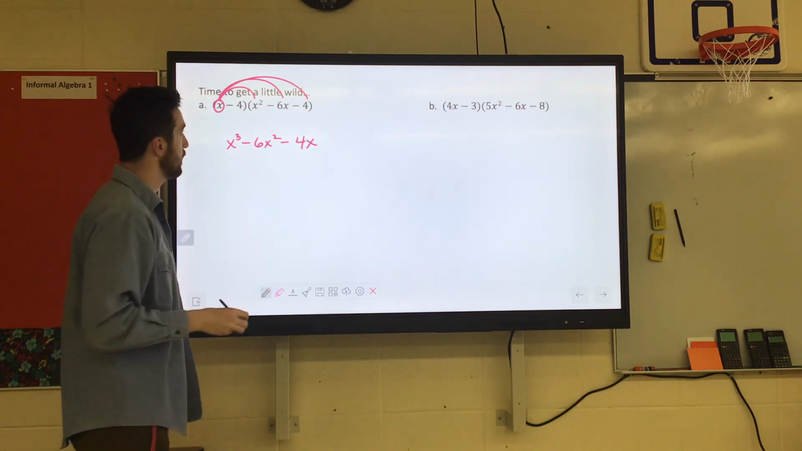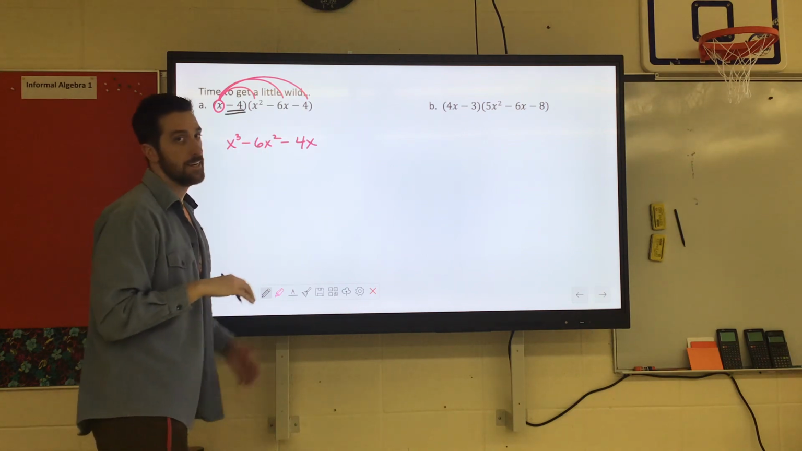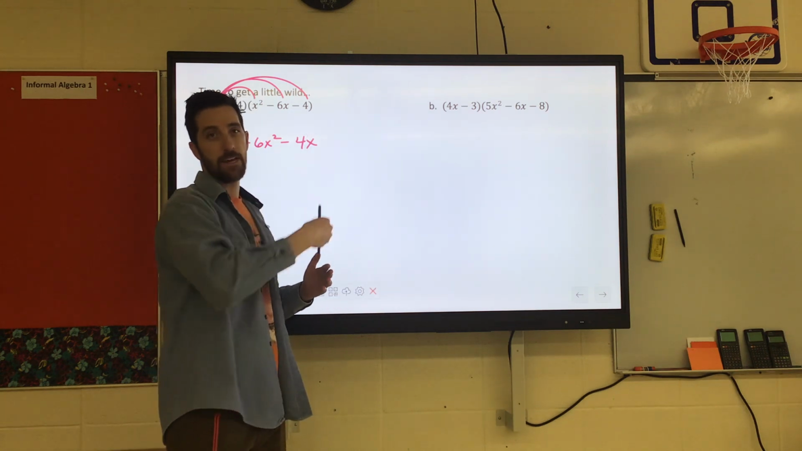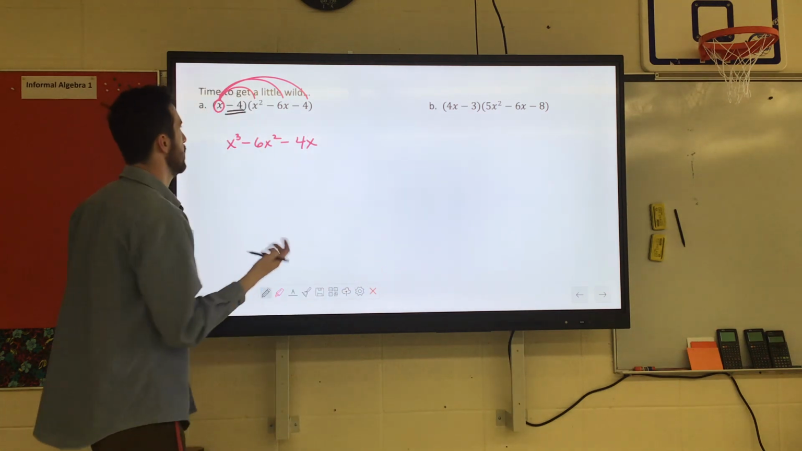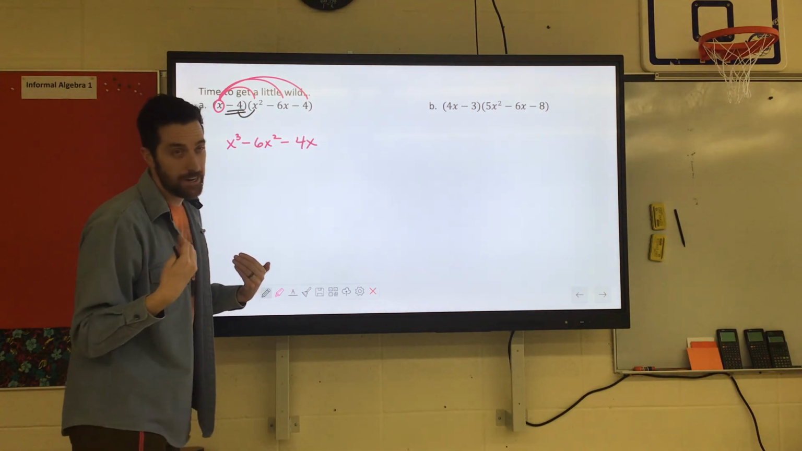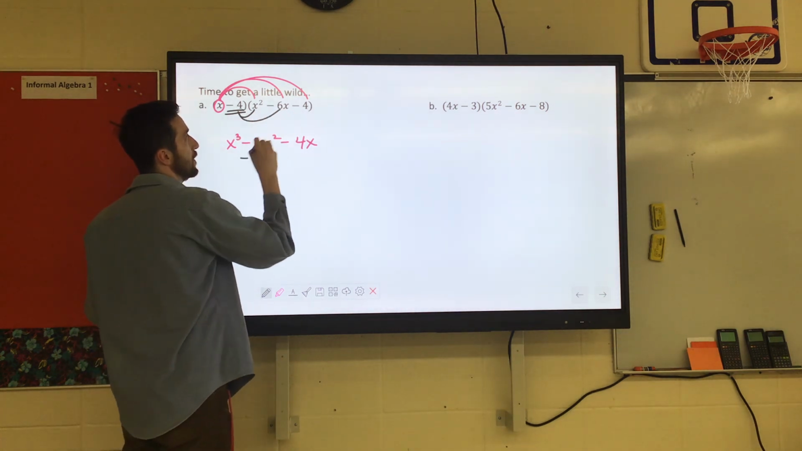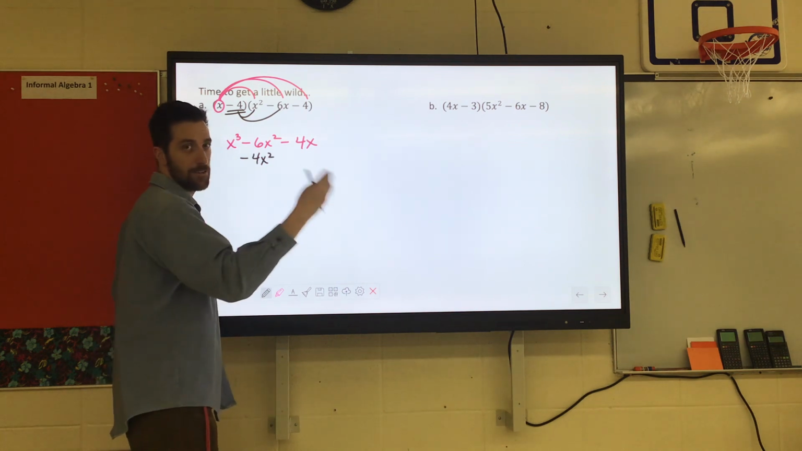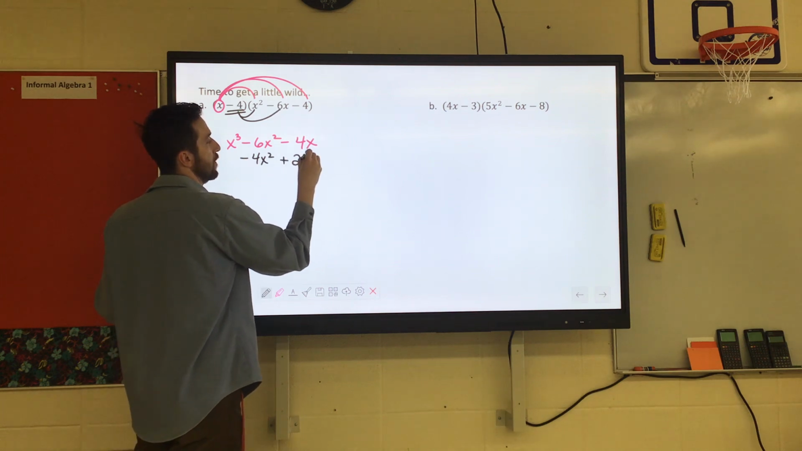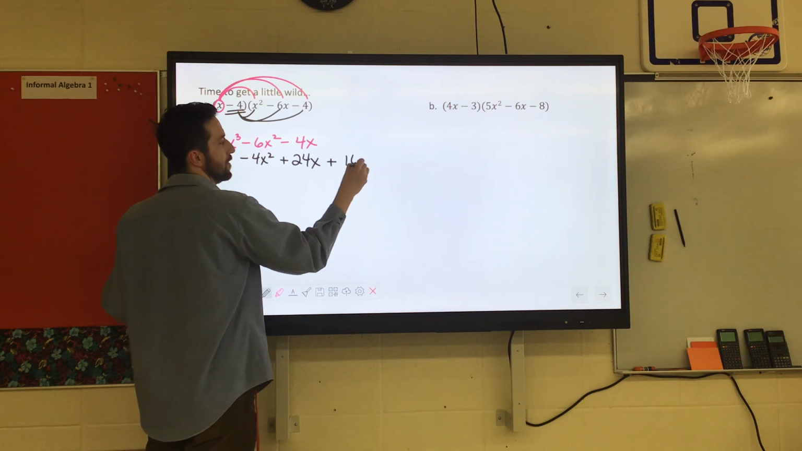Now we're going to do the same thing with the negative 4. We're going to multiply the negative 4 times each of these 3 terms. And again, what I'd recommend is when you multiply it, put it in a column with some like terms. It'll make that last step a little easier. Negative 4 times x squared is negative 4x squared. I'm going to put it with my other x squareds. Negative 4 times negative 6x, negative times negative is positive. That would give us positive 24x. And negative 4 times negative 4 is positive 16.